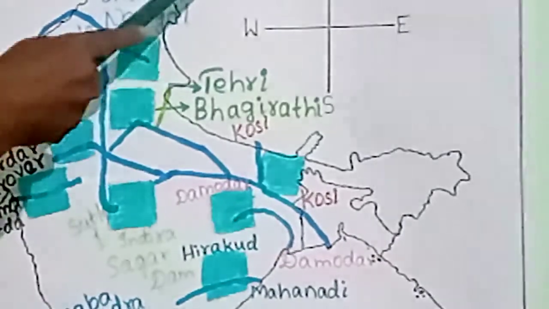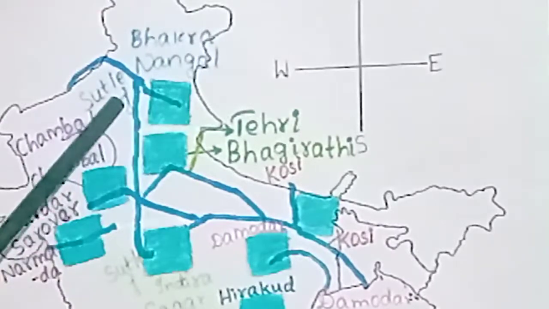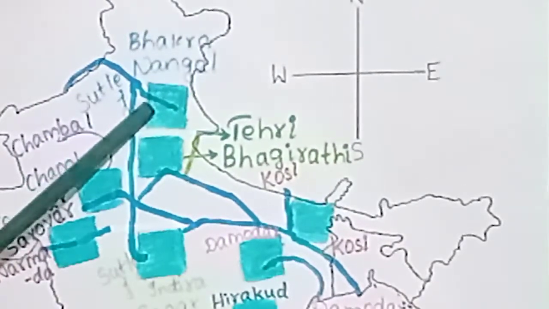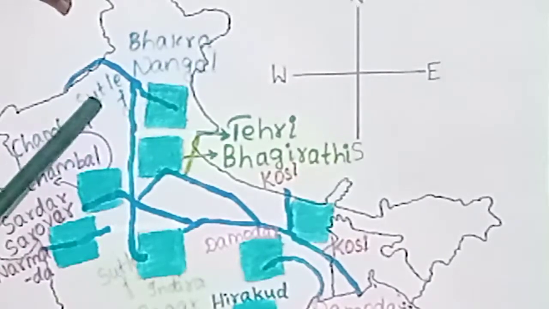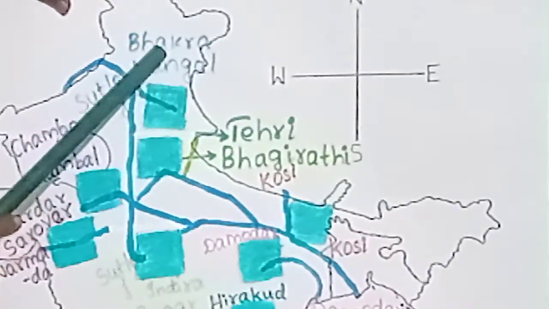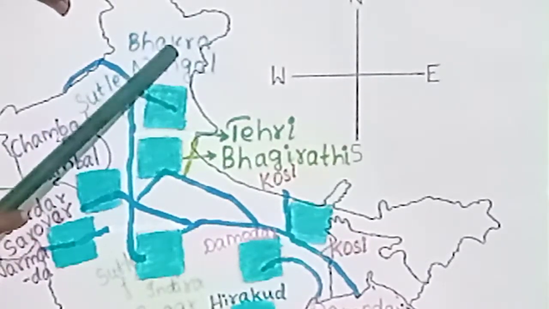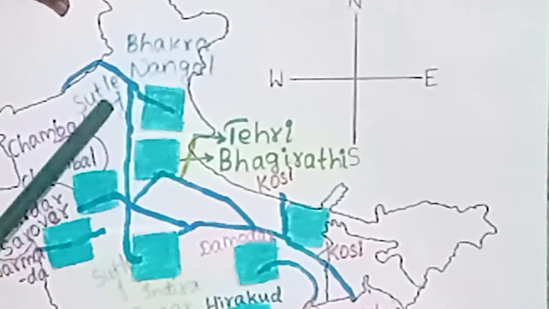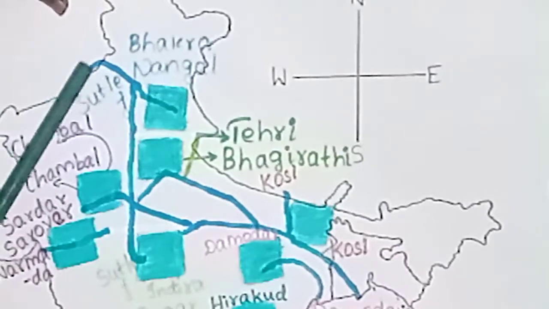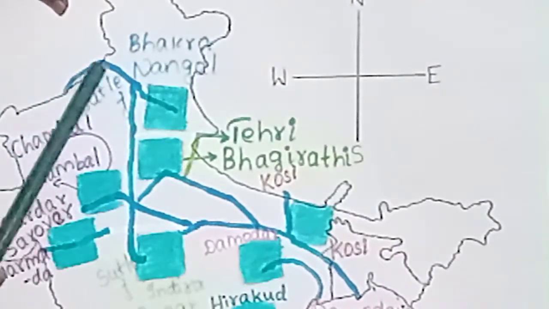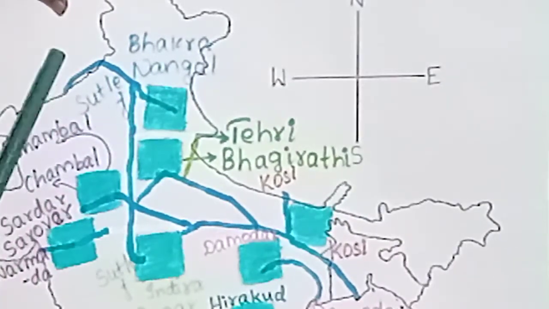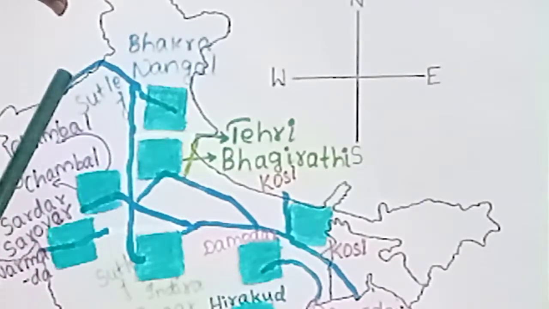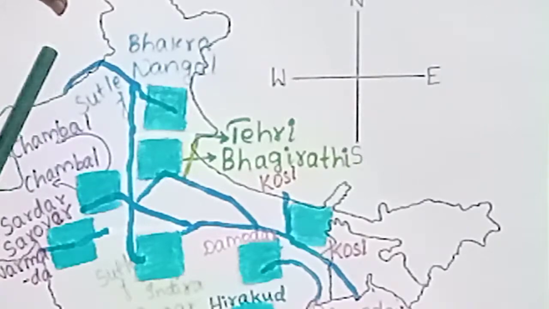The next important dam is Bhakra Nangal dam. This dam is built across the river Satluj. Bhakra Nangal dam is the highest gravity dam. The Satluj river is one of the tributaries of the river Indus.